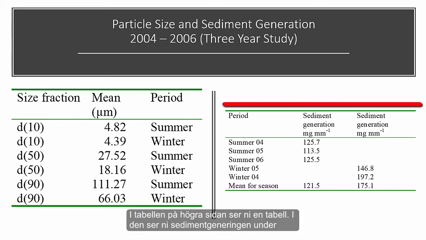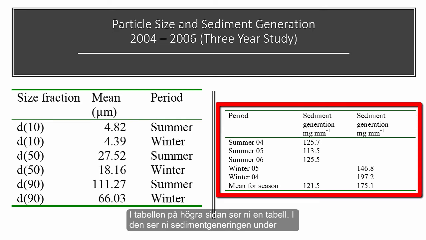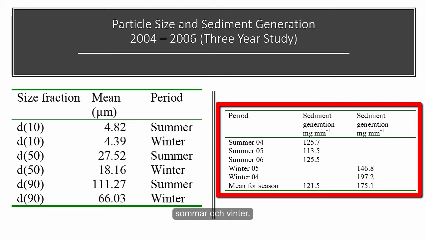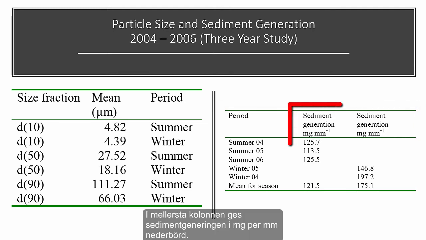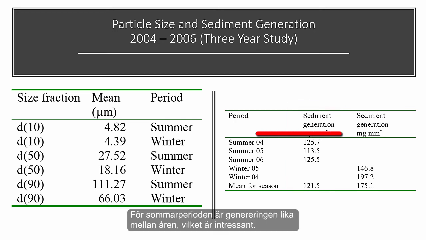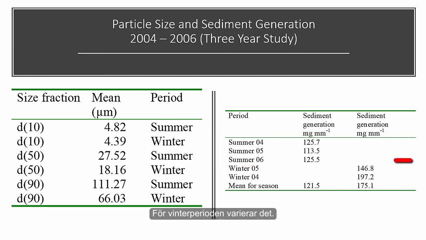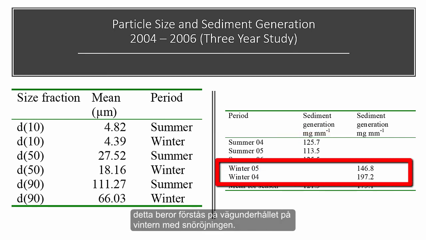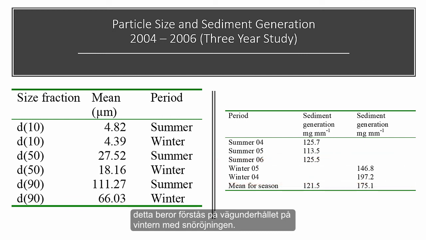On the right hand side table you see the sediment generation over the different periods, and if we look at the middle column you have the sediment generation, that is milligram of sediment generated per millimeter of rainfall in the area. And for the summer periods you can see it's quite stable, which is interesting. For the winter time, as you can see here, it varies. But this of course is due to the maintenance of the road, removing the snow, and so forth.